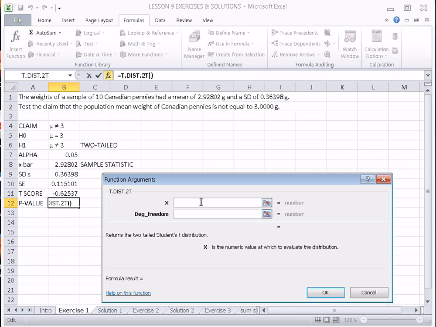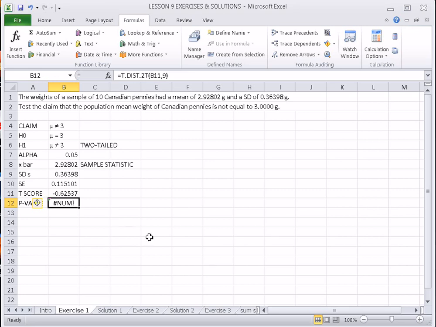X here, that is your t-score. And the degrees of freedom is always one less than the sample size. We have a small sample of 10, so the degrees of freedom is one less than that, or 9. And we have an issue here. T dist 2t. What did it not like? X and degrees of freedom.